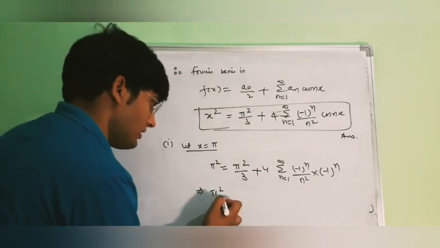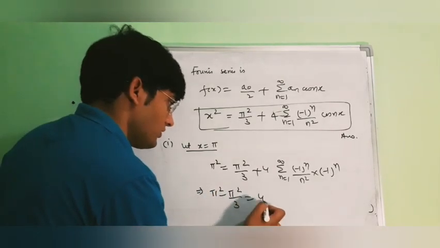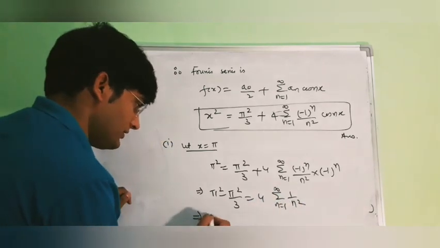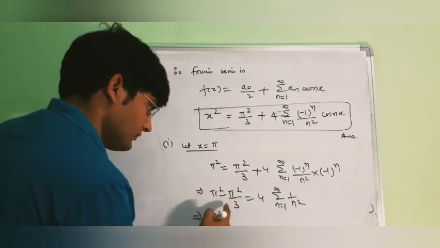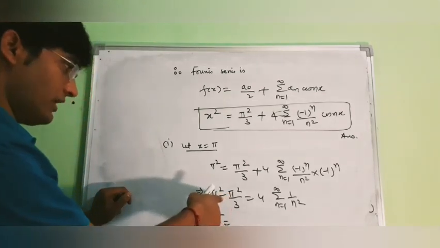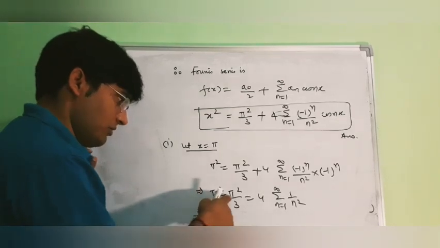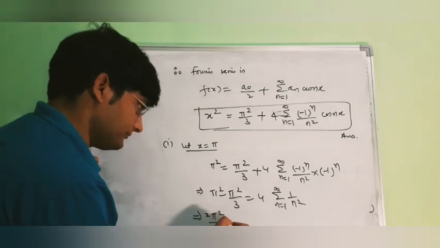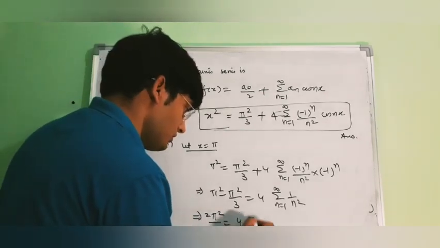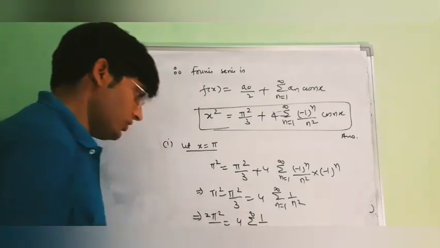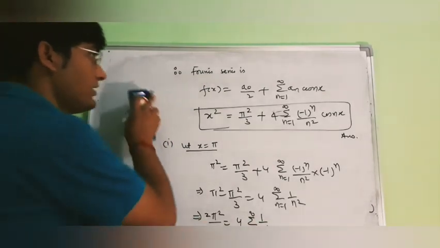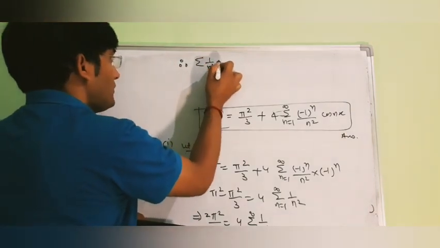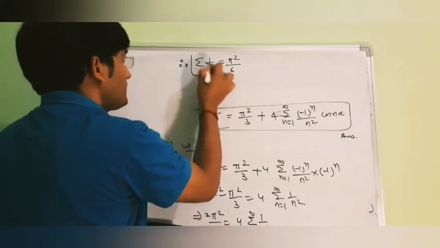Now in the left hand side we will have pi square minus pi square by 3 equal to 4 times summation 1 upon n square. Now in the left hand side we have pi square by 3 times (3 minus 1), that will be 2, so this will be your 2 pi square by 3 equal to 4 times summation 1 upon n square. So your summation 1 upon n square will be pi square by 6. Therefore summation 1 upon n square will be pi square by 6. So this is your first answer.